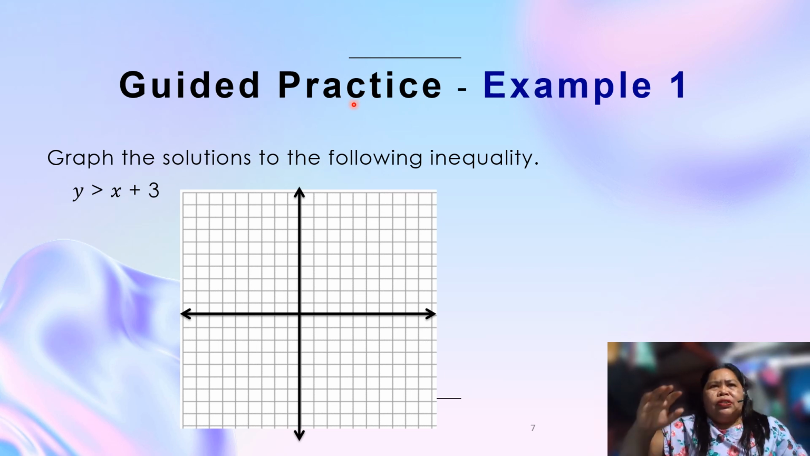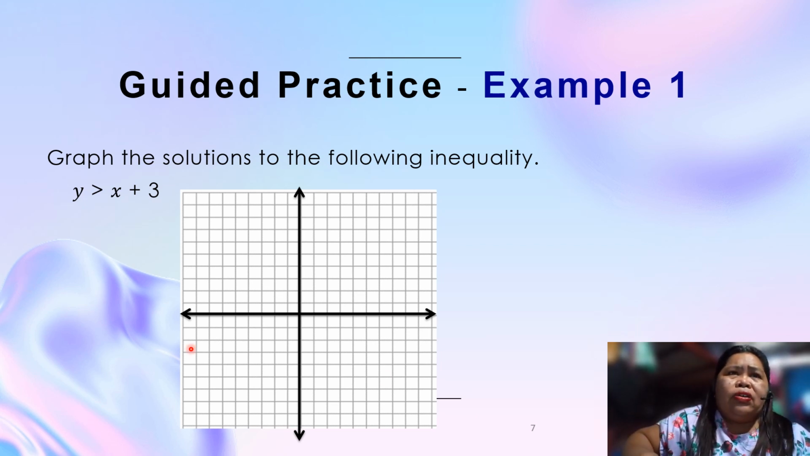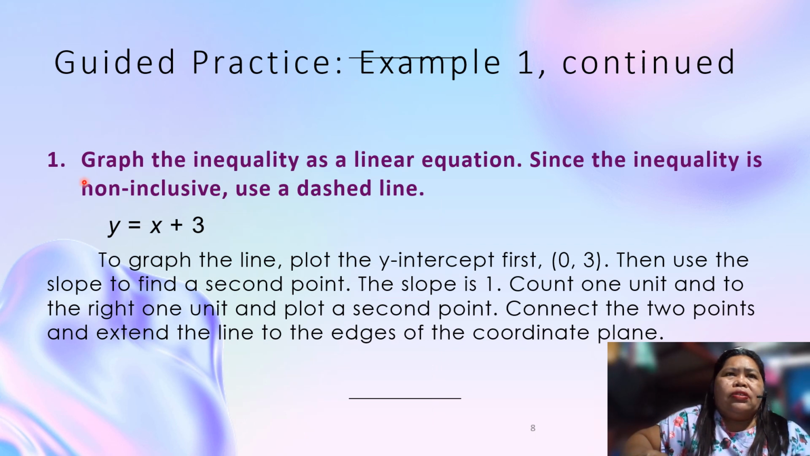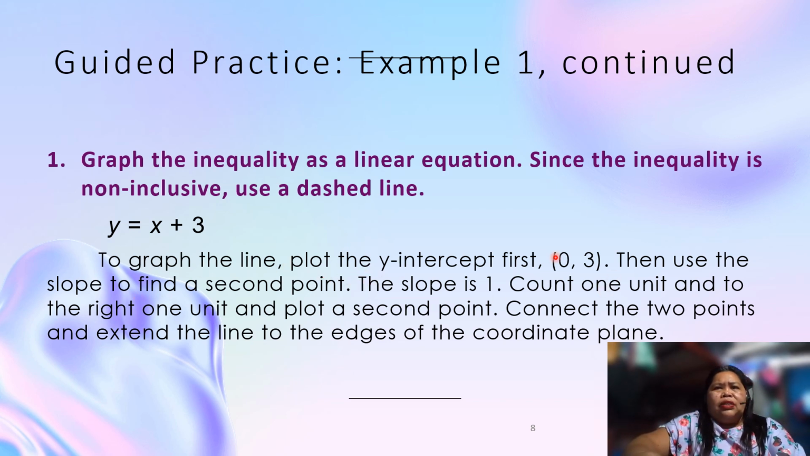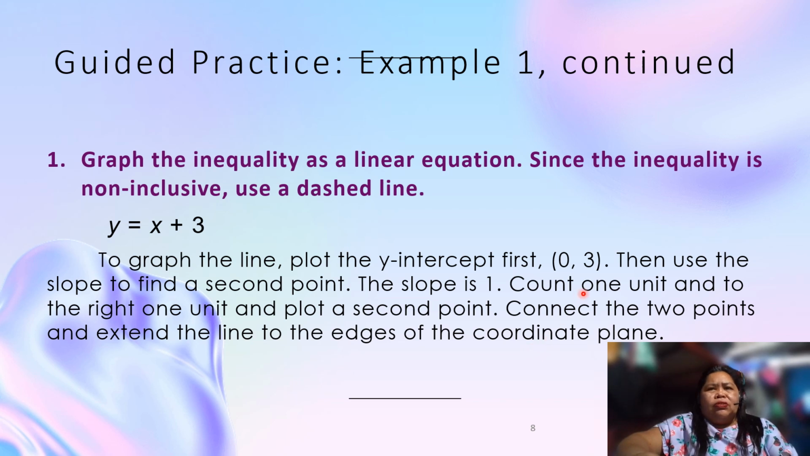Okay, so we have practice number 1. Graph the solutions to the following inequality: y is greater than x plus 3. First, graph the inequality as a linear equation. Since the inequality is non-inclusive, use a dashed line. To graph the line, plot the y-intercept first, that's (0, 3), then use the slope to find the second point. The slope is 1, so count 1 unit to the right and 1 unit up to plot the second point. Connect the 2 points and extend the line to the edges of the coordinate plane.